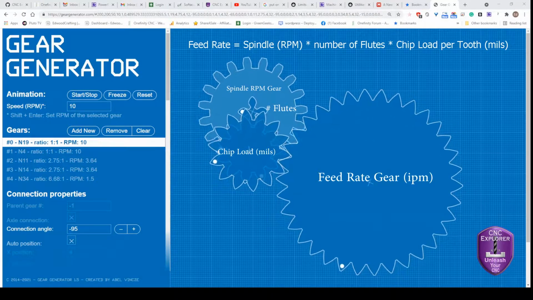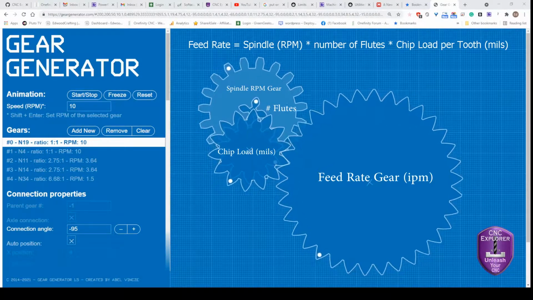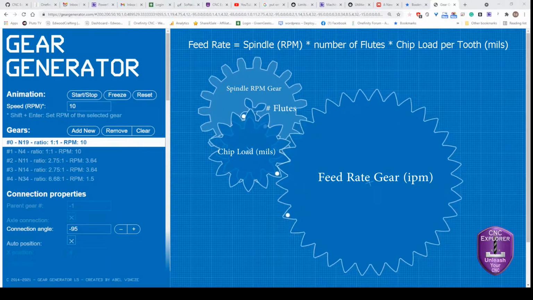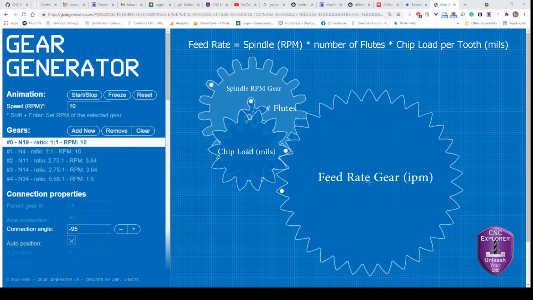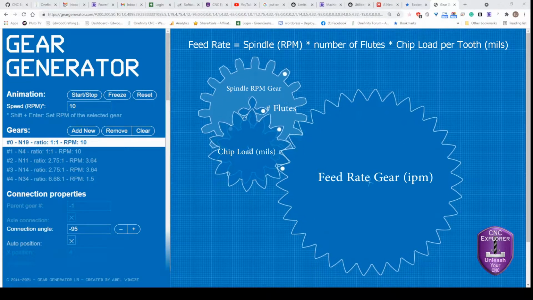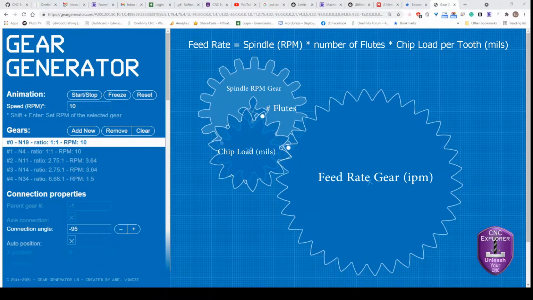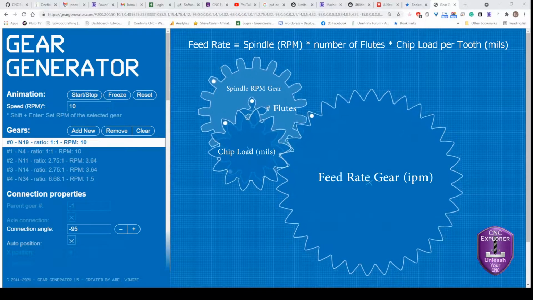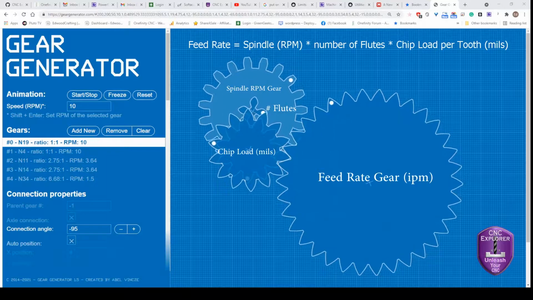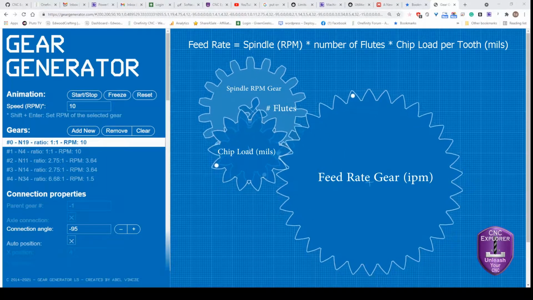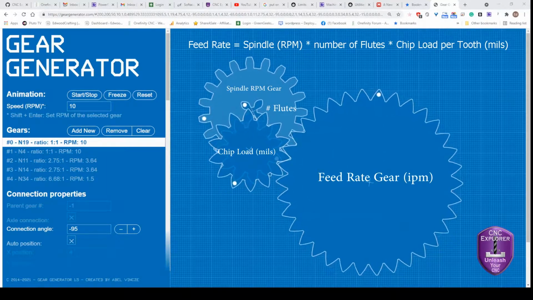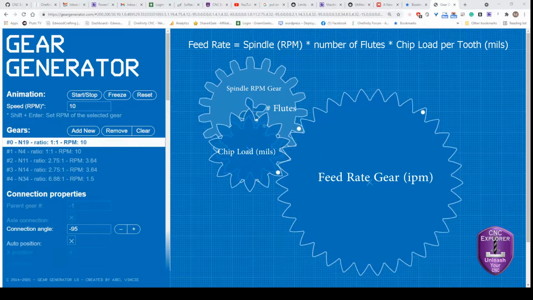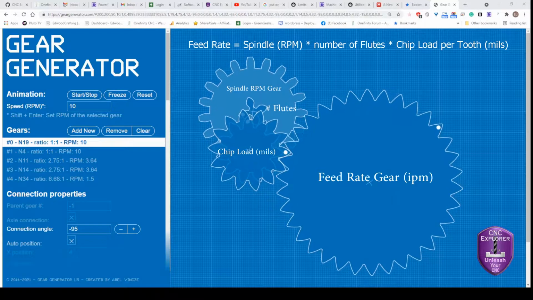I was thinking about trying to explain this ratio of RPMs and chip loads and flutes in terms of gear ratios, and I found this gear generator. I'll put a link down below for this website.